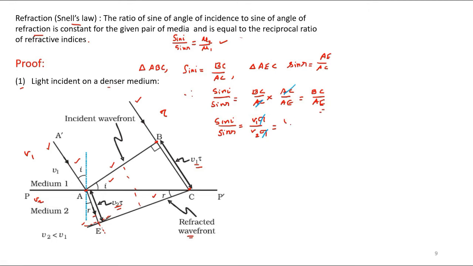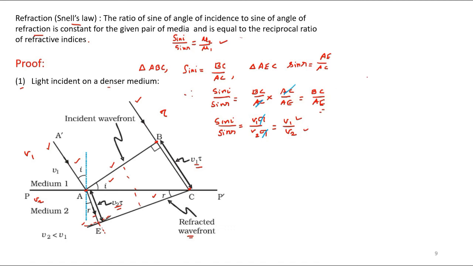So you get V1 by V2. For the given pair of media, V1 by V2 is constant, so don't forget it. So we can say sin I by sin R is constant. You just keep it like that. Sin I by sin R is the velocity in the first medium divided by the velocity in the second medium.